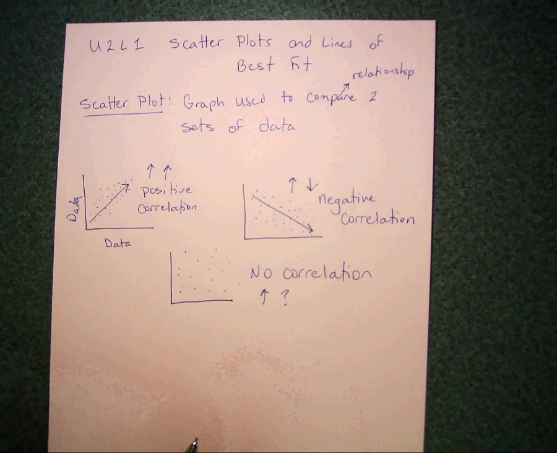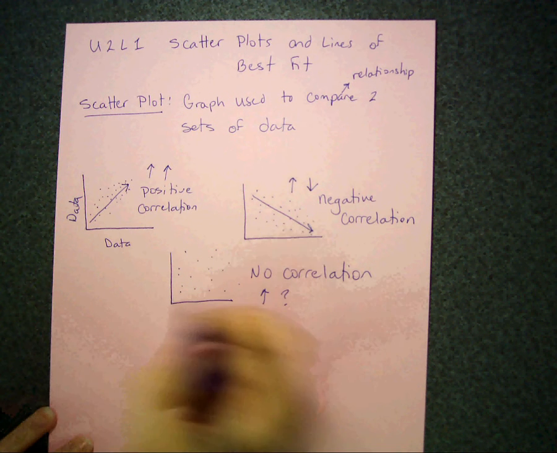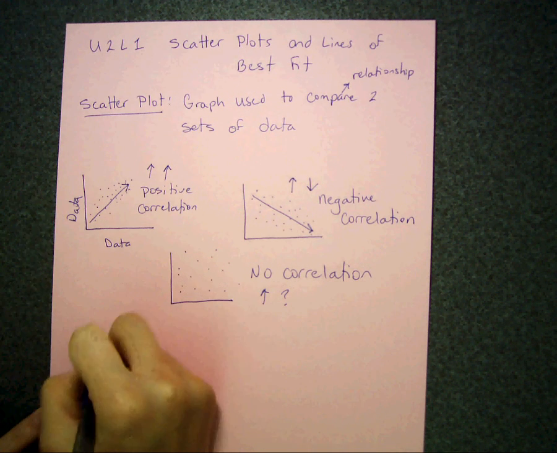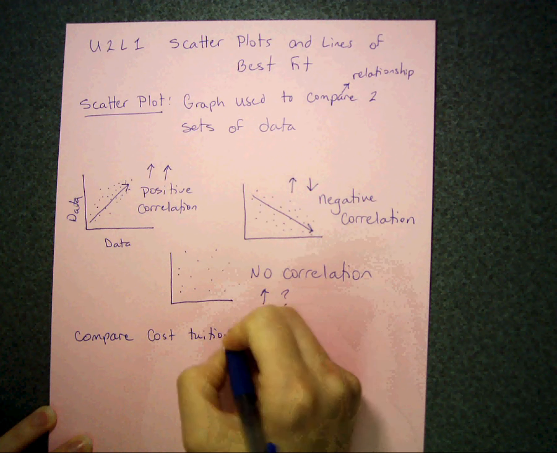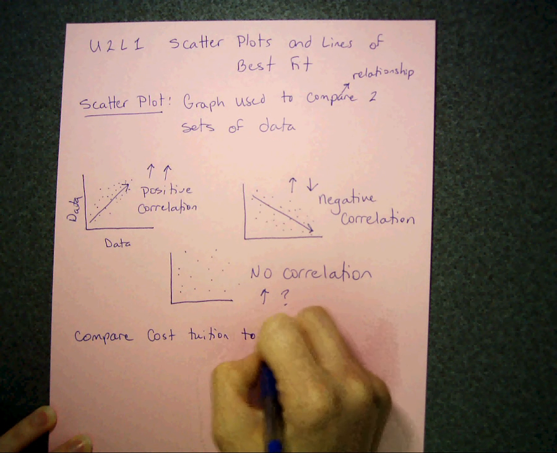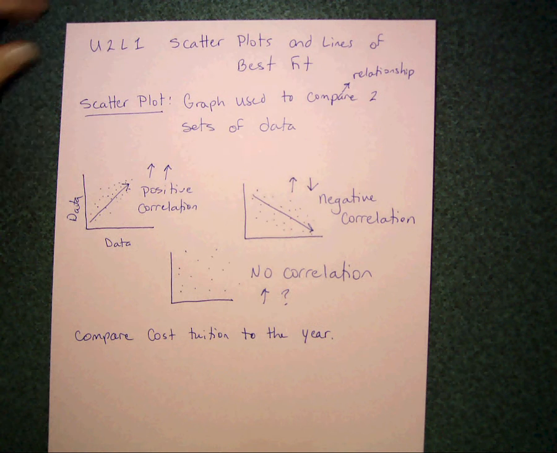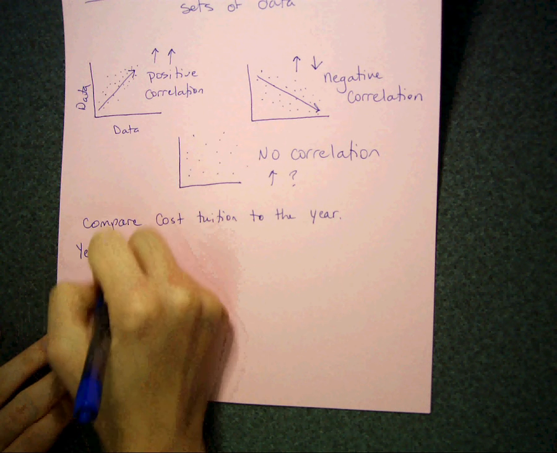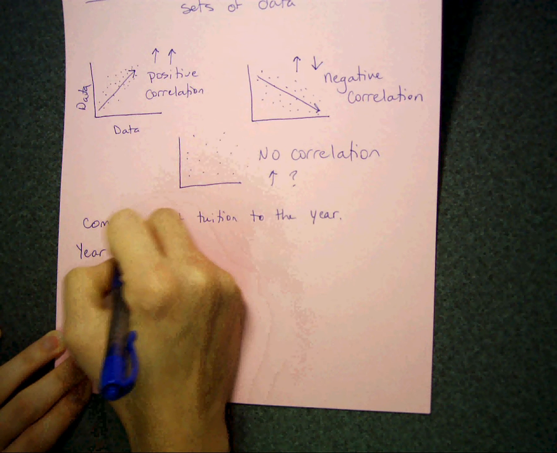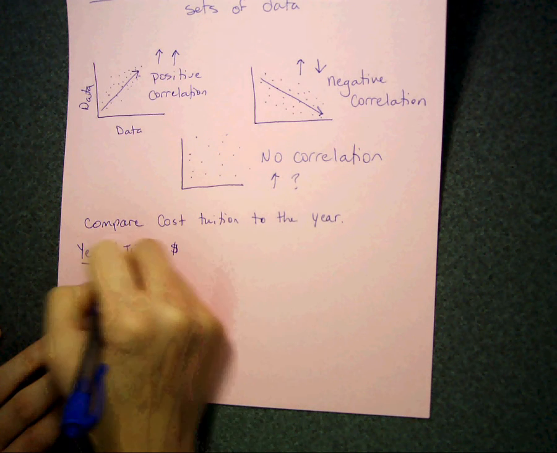And I have a set of data that we're going to compare: cost of tuition, so going to college, to the year. So how much did college cost during a certain year? I'm going to write out my list of data points. Here's the year, and here's the price, tuition in dollars. My list goes from 2000 all the way to 2009. So if you want to go ahead and list those out.